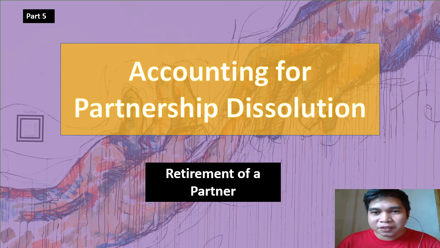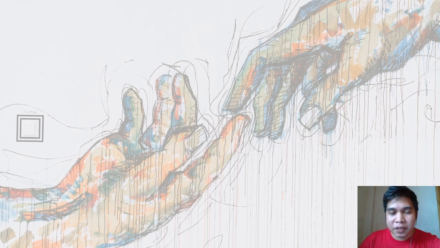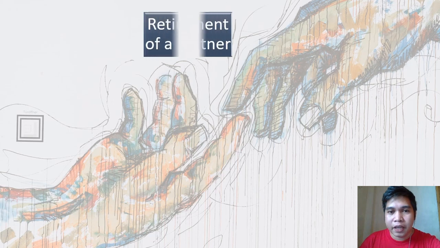For today's video, we will discuss accounting for partnership dissolution, wherein an existing partner will retire from the partnership. Let's start. As we all know, partnership is a contract between partners, di ba? However, in some cases, pwede pong mangyaring mabawasan si partner. If mababawasan si partner, ang tawag po natin doon ay retirement of a partner. Meaning, mababawasan tayo ng partner, sabihin natin tatlo, magiging dalawa.